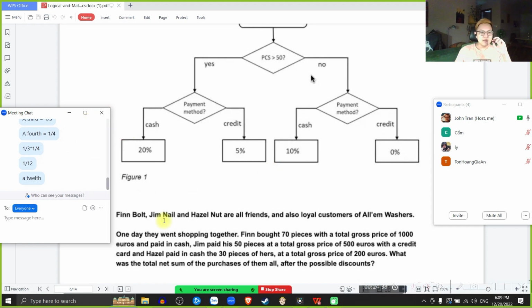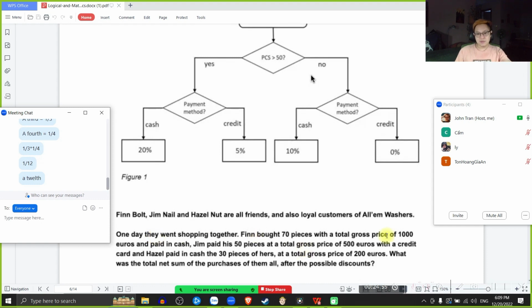Now, Finn, Bolt, Jim, Nail, and Hazelnut are all friends. Bây giờ 3 người bạn này, they are also loyal customers. Đều là những khách hàng trung thành của cái cửa hàng này hết luôn nha. One day they went shopping together. Một ngày nào đó 3 người cùng đi mua sắm hết.